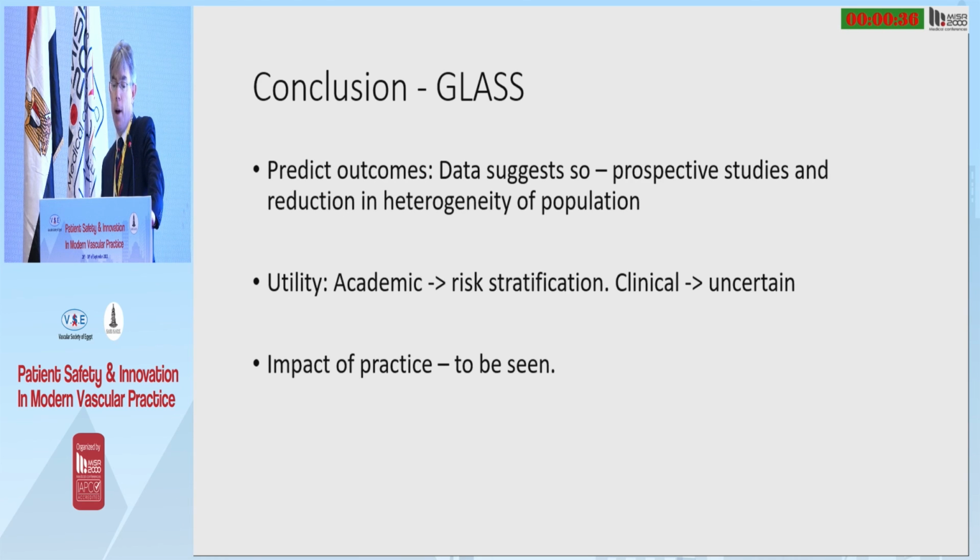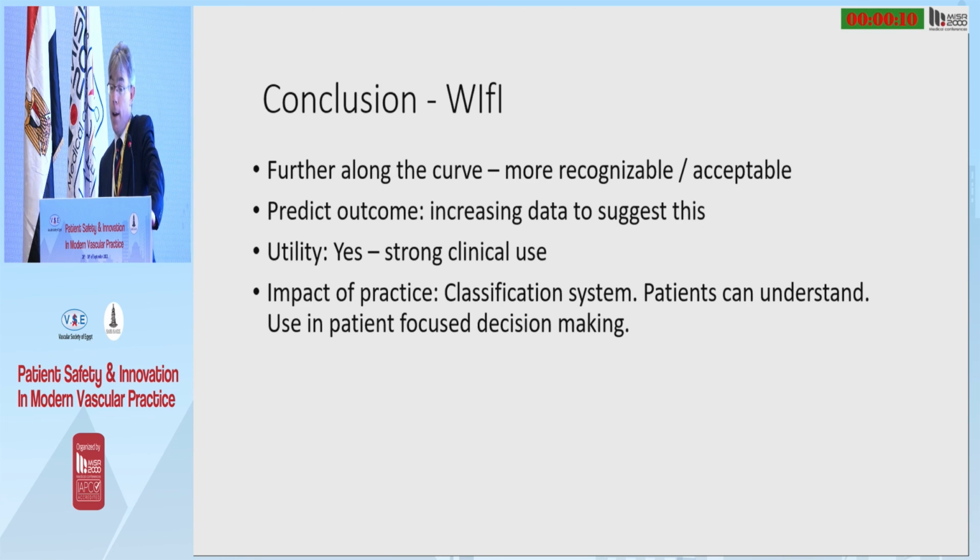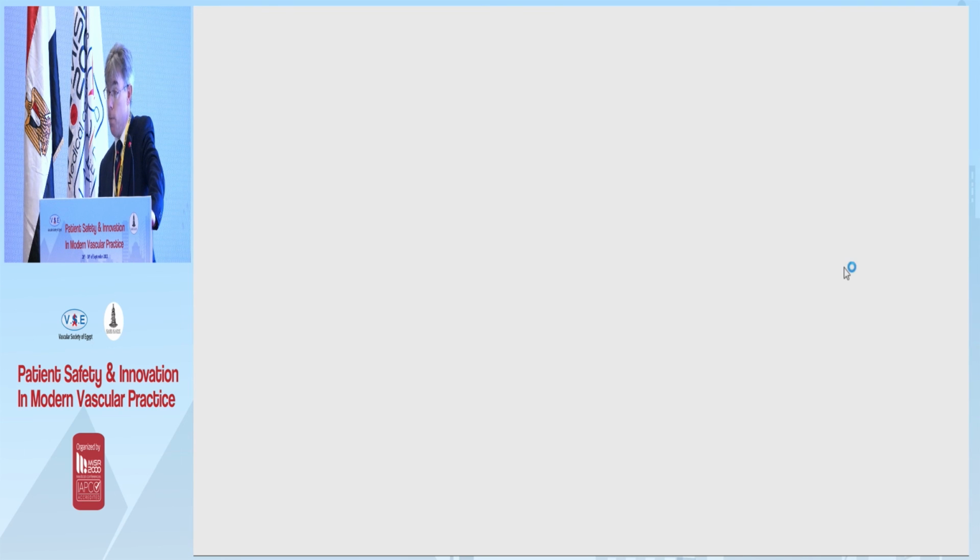So in conclusion, what about GLASS? We've touched upon this already. Does it predict outcomes? The data, albeit retrospective, suggests that it does, but we need more prospective studies and a reduction in the heterogeneity of the population to understand GLASS a little bit better. I think it has utility from an academic point of view, but it's still uncertain where it fits within our clinical management processes. And with WIfI, I think it does predict outcome. I think the utility is strong within clinical practice, and we can actually use it in clinical decision making with patients.